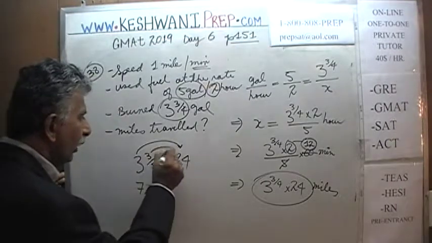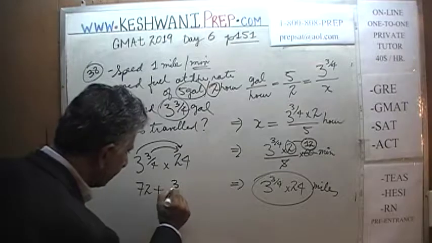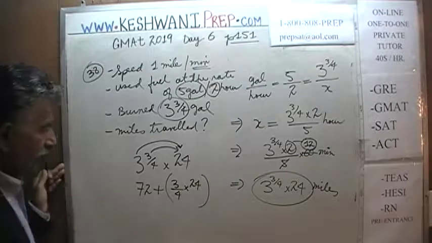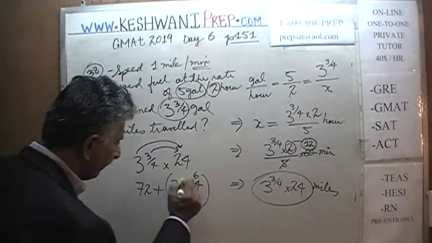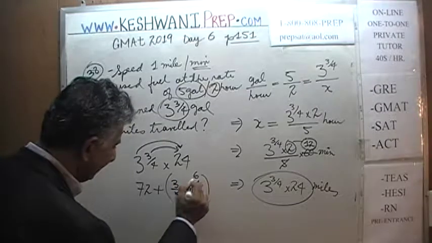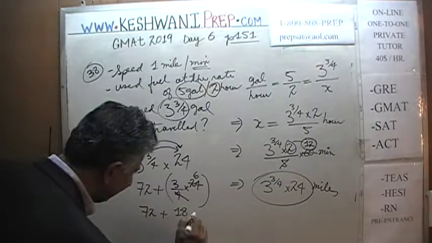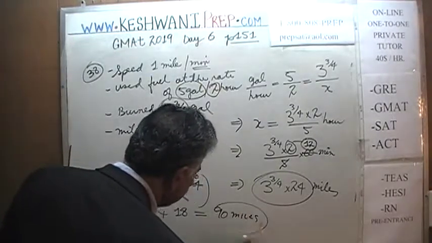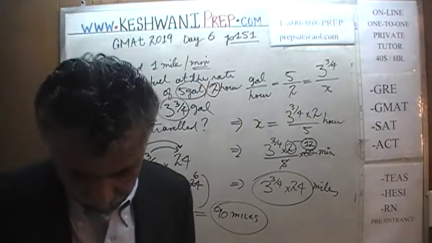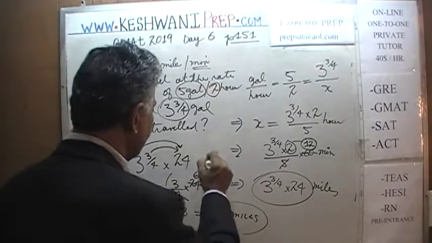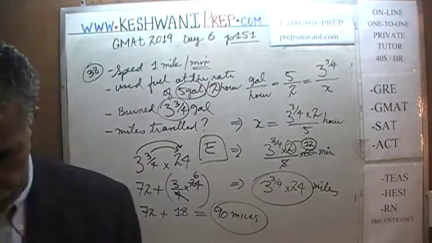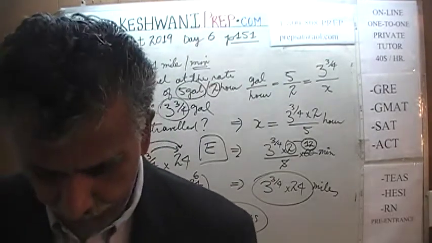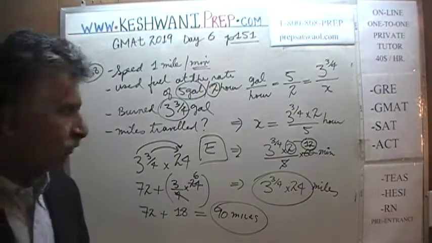Plus 3 quarters times 24. So let's do it right here. 3 quarters times 24. That's the answer. We just have to simplify it. 4 goes into 24 6 times, so 3 times 6 is 18, so essentially it is 72 plus 18, which is exactly 90 miles. This person has driven 90 miles. The answer is E. That was number 38. Let's move on to 39, shall we?